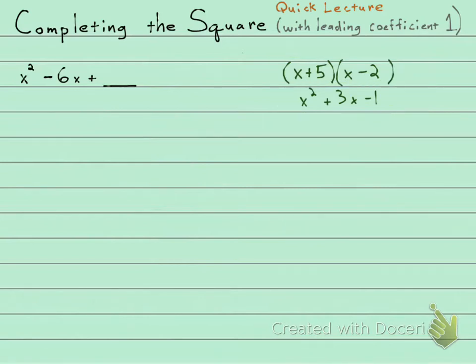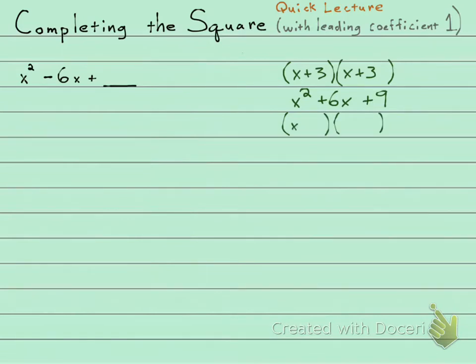But sometimes we have perfect square trinomials. Let's see what it looks like going this way. Let's say I have x plus 3 times x plus 3. When I FOIL that, I'm going to end up getting x squared plus 6x plus 9. Let's look at another one, okay? And we're going to recognize a pattern here.